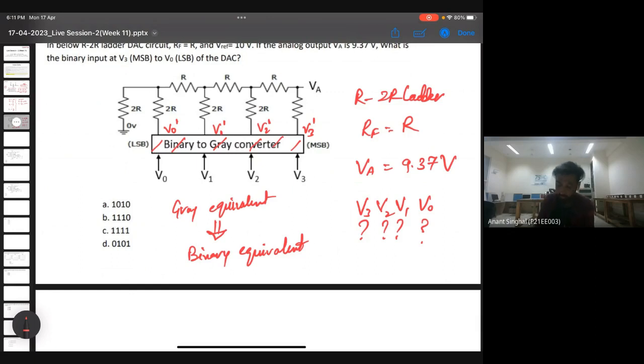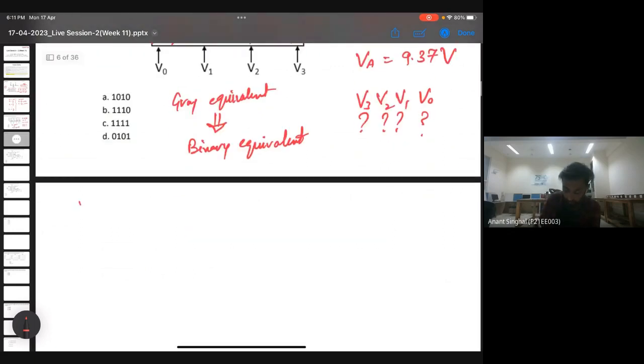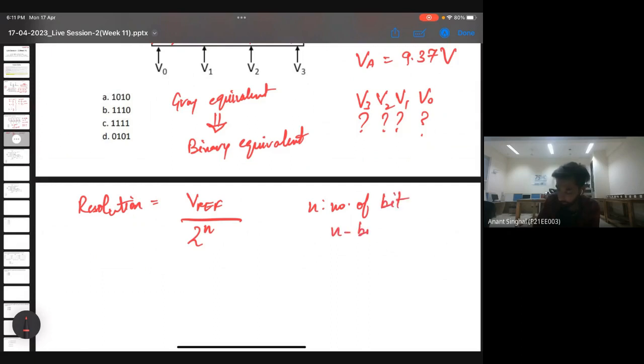As you can see, it is an R-2R ladder network, and the resolution for R-2R is given by the reference voltage upon 2 to the power n, where n is the number of bits of the n-bit DAC.